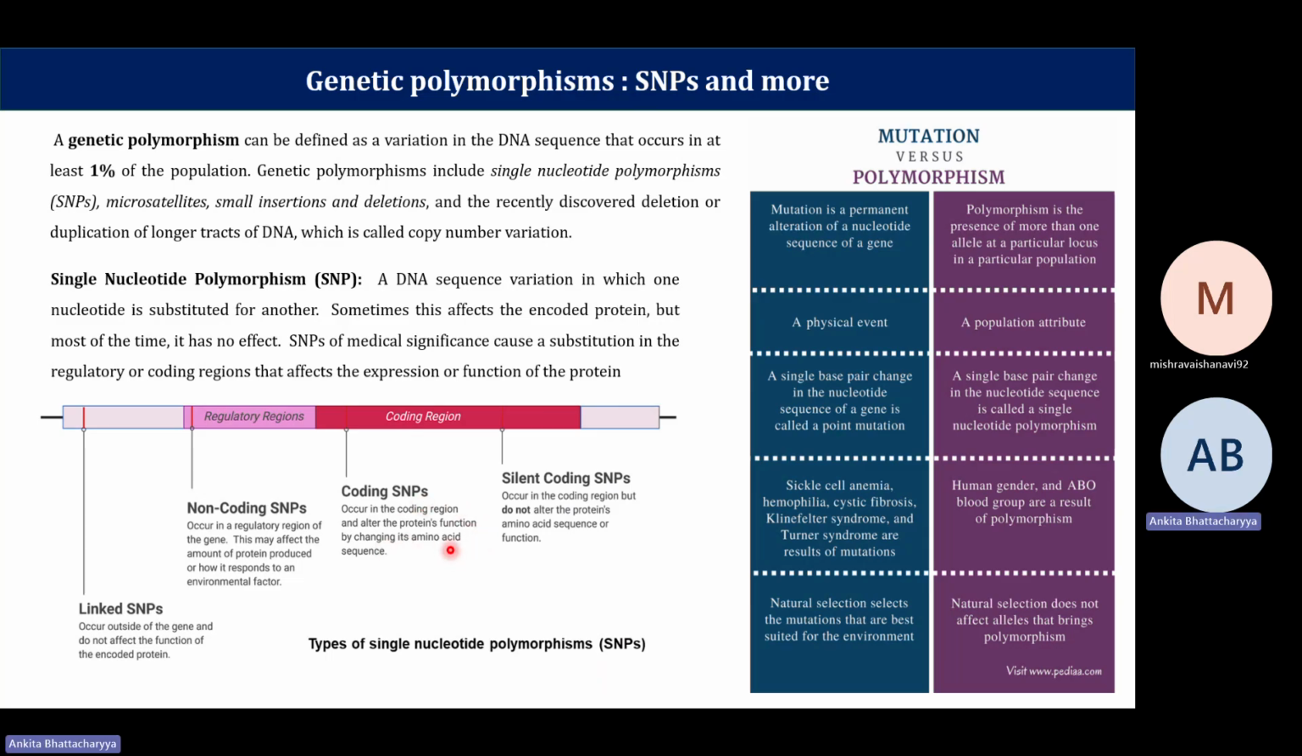They affect the protein function and they most commonly change the amino acid sequence. However, that's not the only type. You can have non-coding SNPs which occur in the regulatory region of the gene, like for example, the promoter, the enhancer, insulator, etc. And that will control how much of the protein is produced and how it can respond to some sort of an external stress, or external factor. So what do we mean by that?